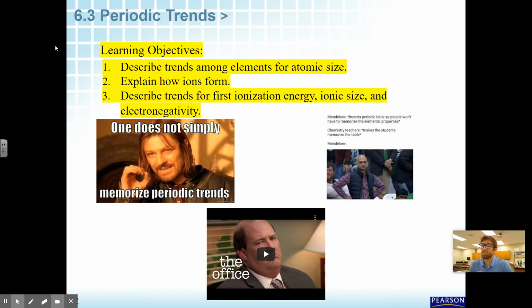So we're going to talk about atomic size today, which is the atomic radius, what trend it has going left to right and top to bottom on the periodic table, and we're going to explain why it happens that way. And I'll give you some examples related to that. And we're going to talk about ions for the first time this year and explain how they form, because ions are very important for the rest of the school year, as you will see for sure.